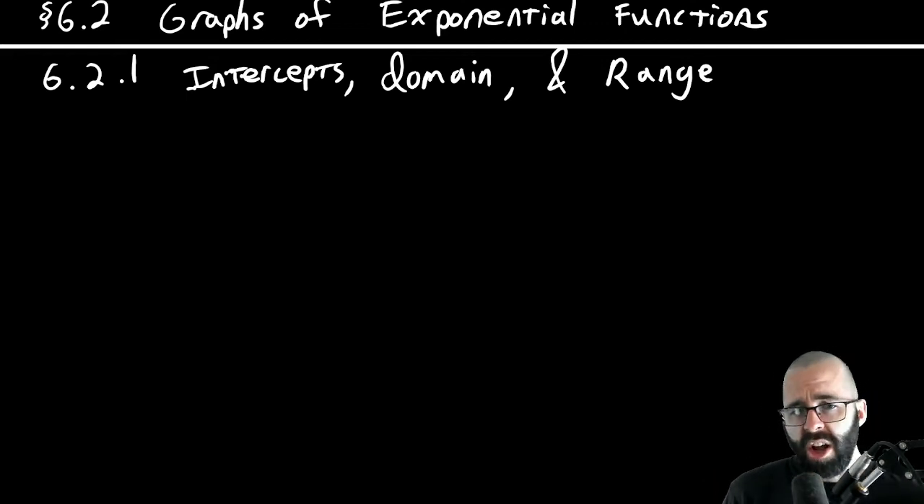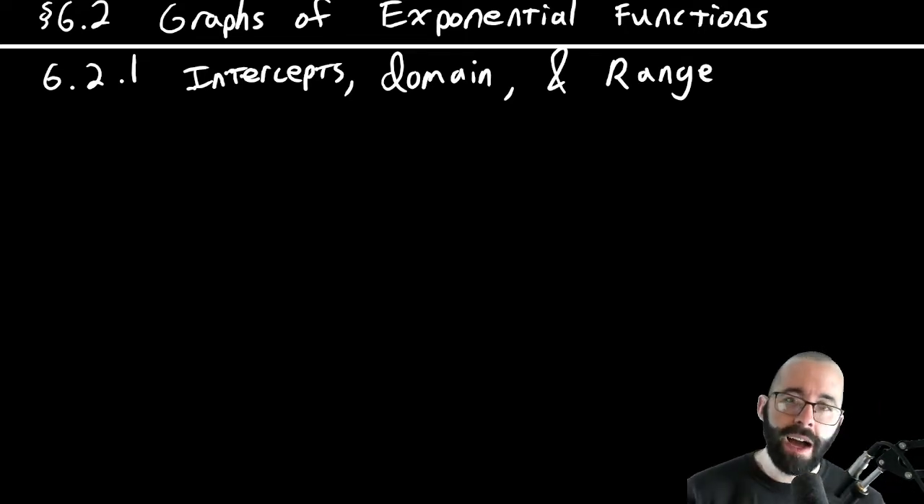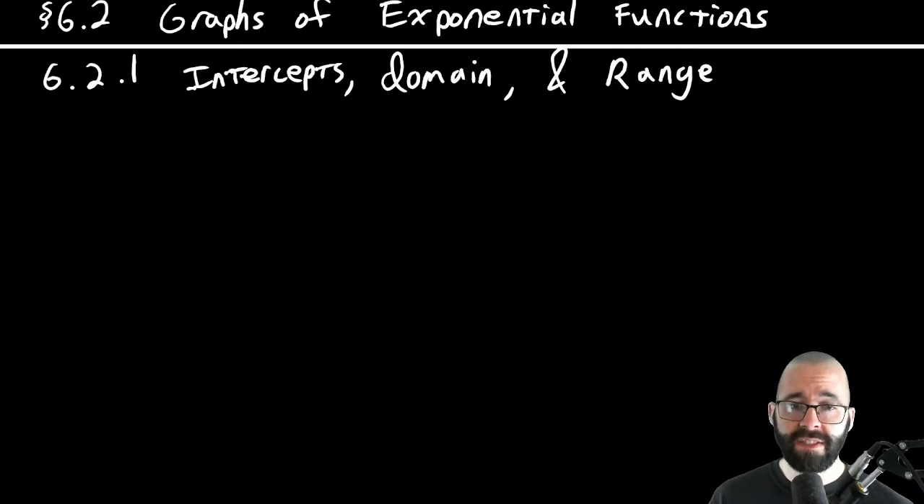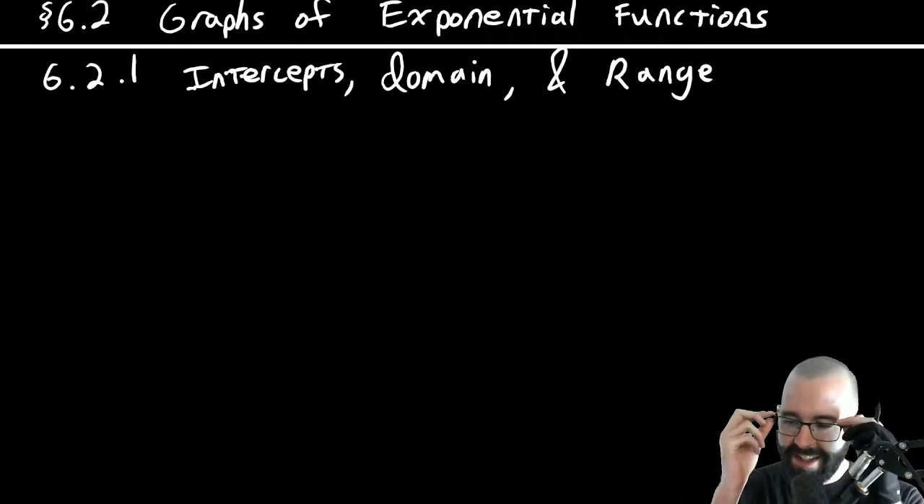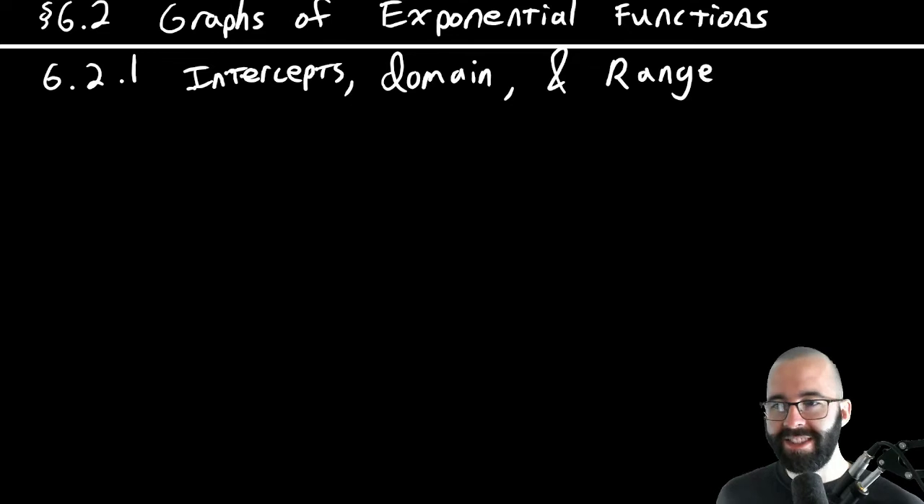All right, so we talked a little bit about the graphs of exponential functions. We're going to talk about them now in more detail. Combine a lot of things from previous sections: domain, range, intercepts, transformations. Lots of good stuff is all coming together in chapter 6.